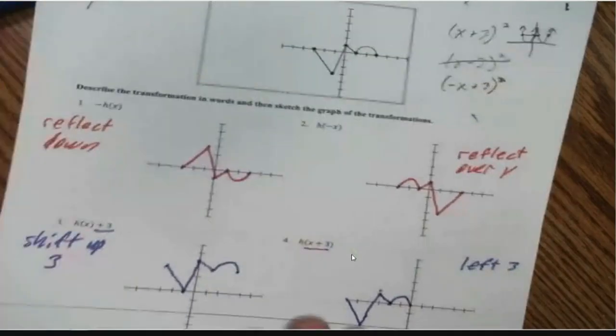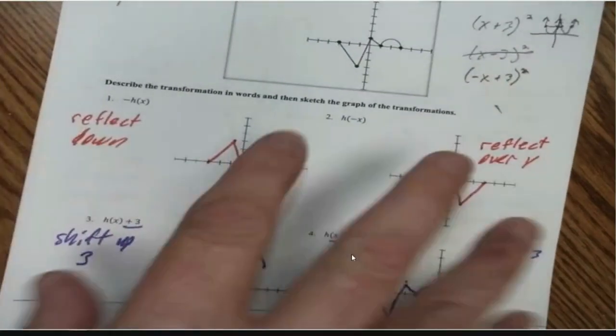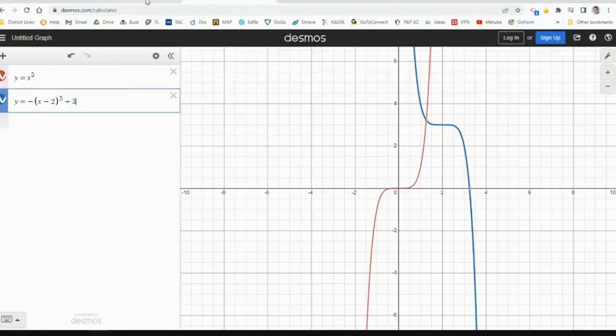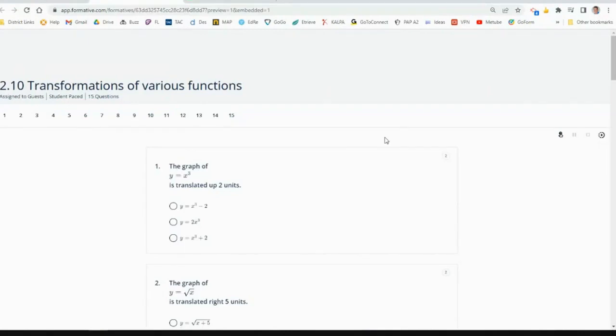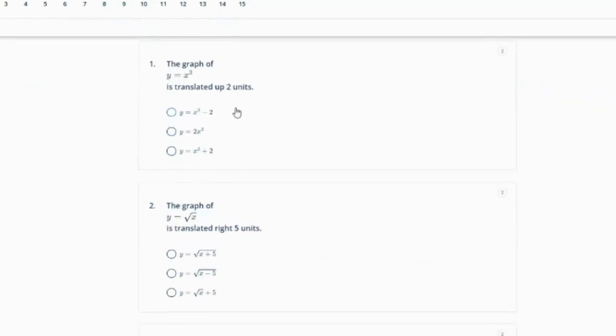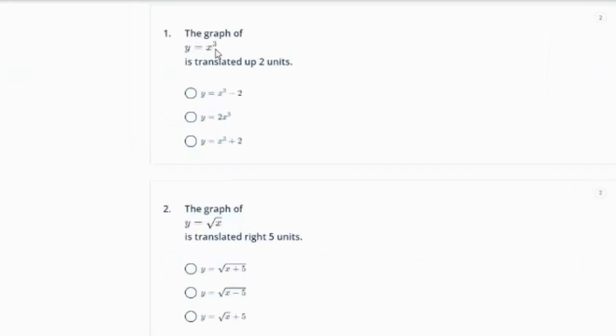Fear not, your assignment is not going to be messing with h of x here. We'll look at our assignment because it's a lot easier than h of x. Here's what your assignment is. The h of x that we looked at is just to show you that the same rules apply for transformations to any function.